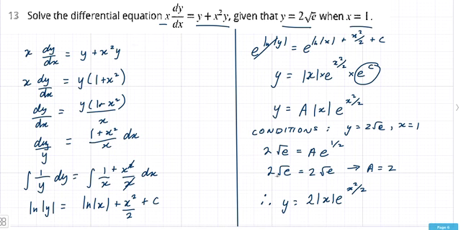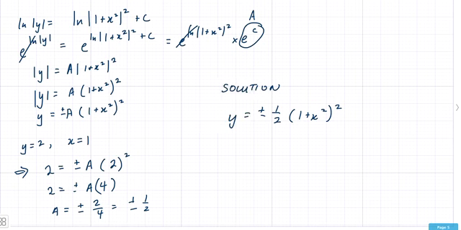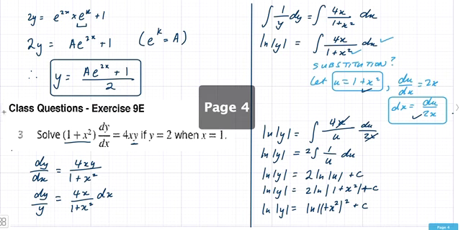So that's our solution for our differential equation using our conditions and separation of variables, and same with the previous one. It's all just about using your separation of variables technique, and then once you've done your separation, your integration, then your substitution of your conditions to find your particular solution.